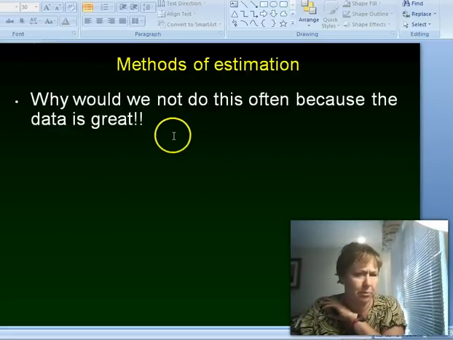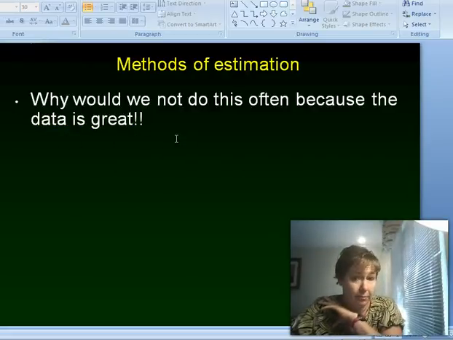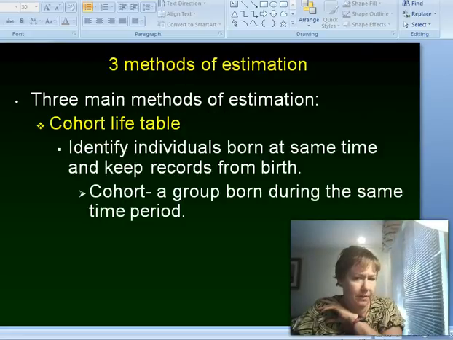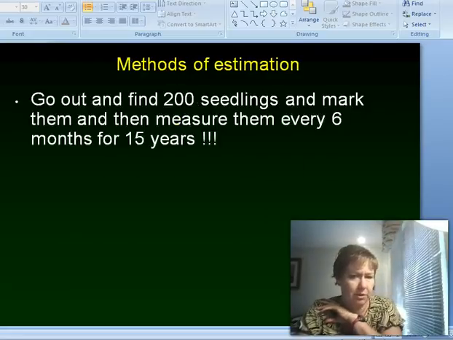We do this with baby boomers. This seems awesome, right? Why would we not do this? Because this data is great. Let's know how the baby boomers are doing. Are they smoking? What are they doing? Cohort life table. Why are we not doing this? It would be great data.